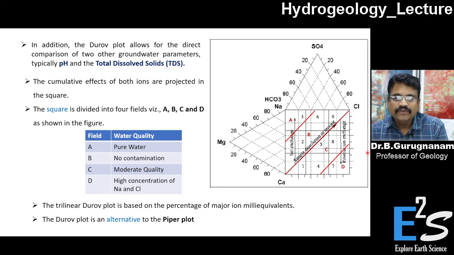The trilinear Durov plot is based on the percentage of major ion equivalents, in milliequivalents. So basically it takes the percentage of major ion concentration in milliequivalents. The Durov plot is an alternate plot. We have discussed the Piper trilinear diagram in such a way. There, the two are projected into the center part as a diamond field. But here we are projecting these two pieces of information into the center square.